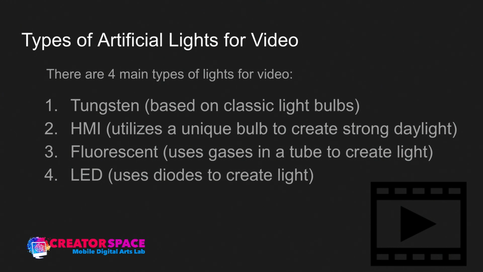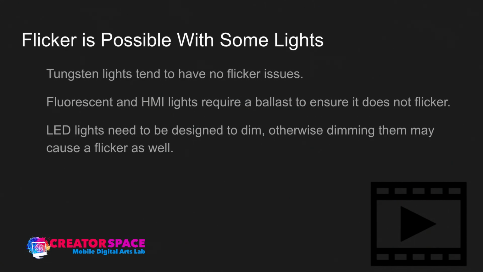Now the LED lights are pretty cost effective. You can buy a light bulb in a home hardware store or any hardware store for $4 or $5. They don't flicker, but we'll talk about some aspects to look at. So here's the flicker point: flicker is possible with some lights. Tungsten lights are the good old standard classic light bulb and generally don't have any flicker issue. That's great because the tungsten can just be plugged in and used.